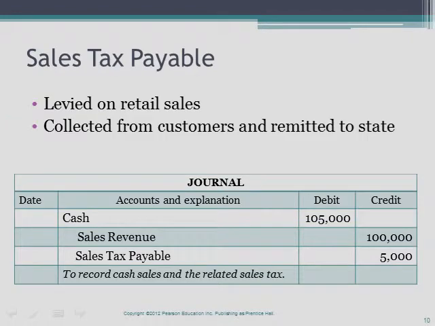Most states levy a sales tax on retail sales. Retailers collect the tax from customers and thus owe the state for sales tax collected. Suppose a retailer earned $100,000 in sales on a given day. The sales tax rate is 5%. Here we see the entry to record the sales and related sales tax. We debit cash because we receive cash of $105,000, and we credit sales revenue and credit sales tax payable.